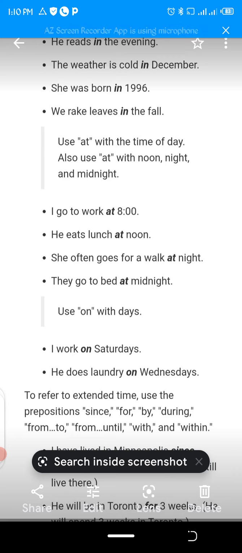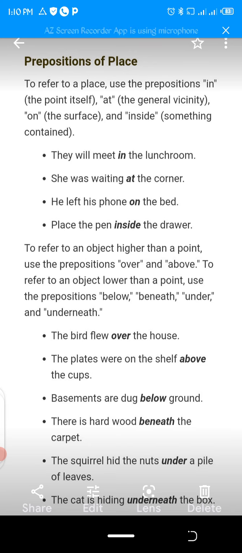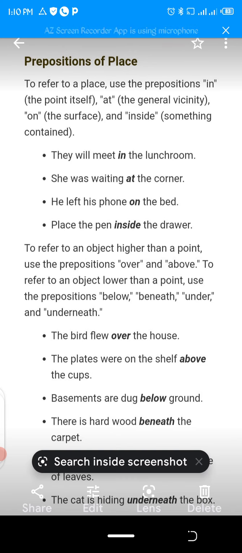Lastly, we use on with days. I work on Saturdays. She does laundry on Wednesdays. These are examples of prepositions of time. To refer to extended time, we use prepositions like since, for, by, during, from, to, until, with, and within.